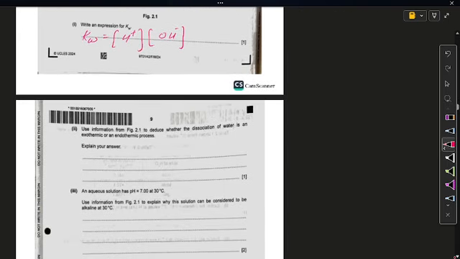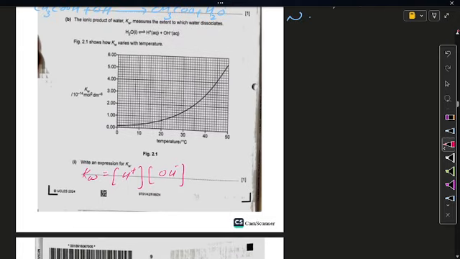Use the information from the figure 2.1 to deduce whether the dissociation of water is an endo or exo process. Also explain your answer. Process would be endo because with the increase of temperature, as you can see, the Kw, meaning the product of H positive ion and OH negative ion, also increases. So it means that more heat is added to the system. So definitely the process would be endo.